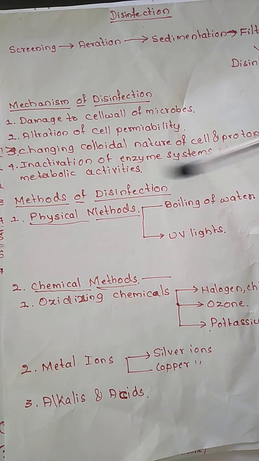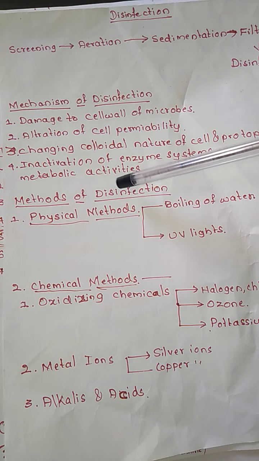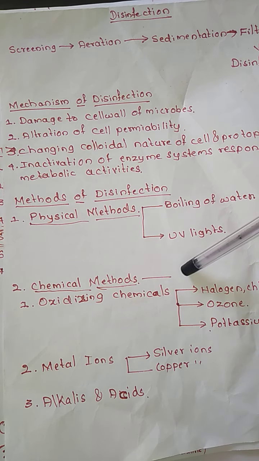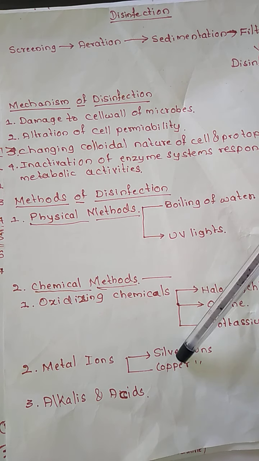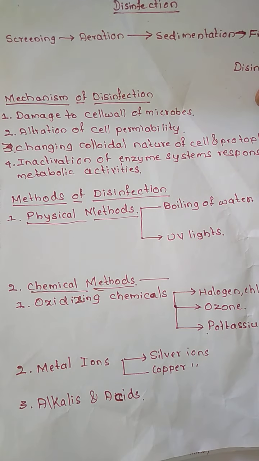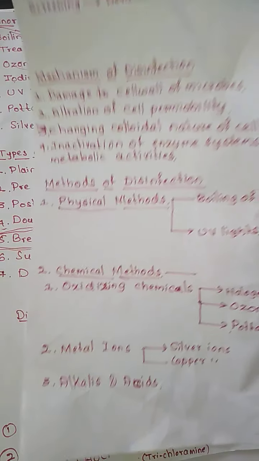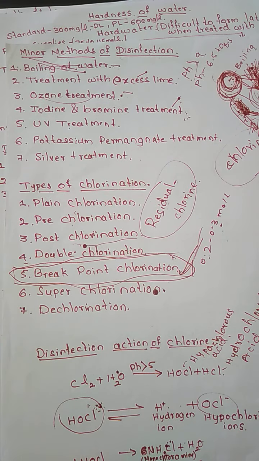Then the methods of disinfection. In the methods of disinfection, we have studied the different physical methods, in which we studied boiling of water and UV light. Then in the chemical methods, we have seen chlorine, bromine, ozone, and potassium permanganate treatment. In metal ions, we use silver ions, and also alkalis and acids. So this is how we disinfect the water by using physical and chemical methods. Now we'll see the different minor methods of disinfection.